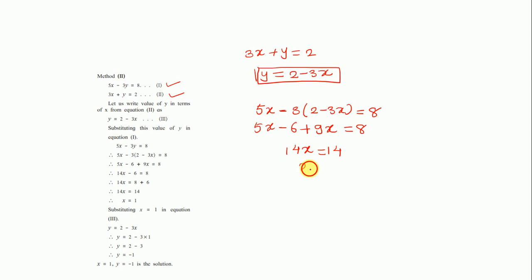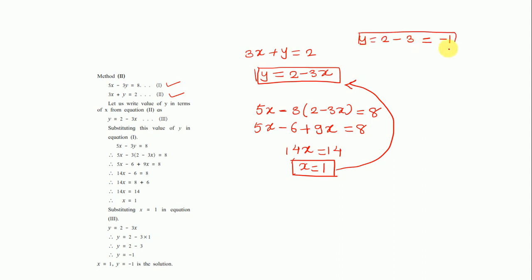So anyway the value of x is 1, meaning you can solve this equation by any method, you will get the same answer. The value of x is equal to 1. And if you put the value of x in this equation, what will you get? y equal to 2 minus 3 into x. So 3 into 1, that is 3. So the value of y is minus 1.